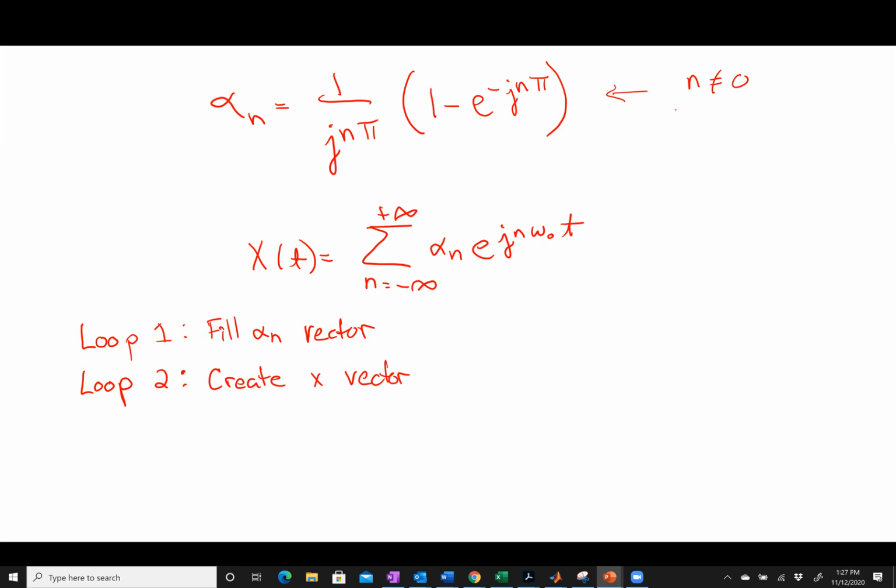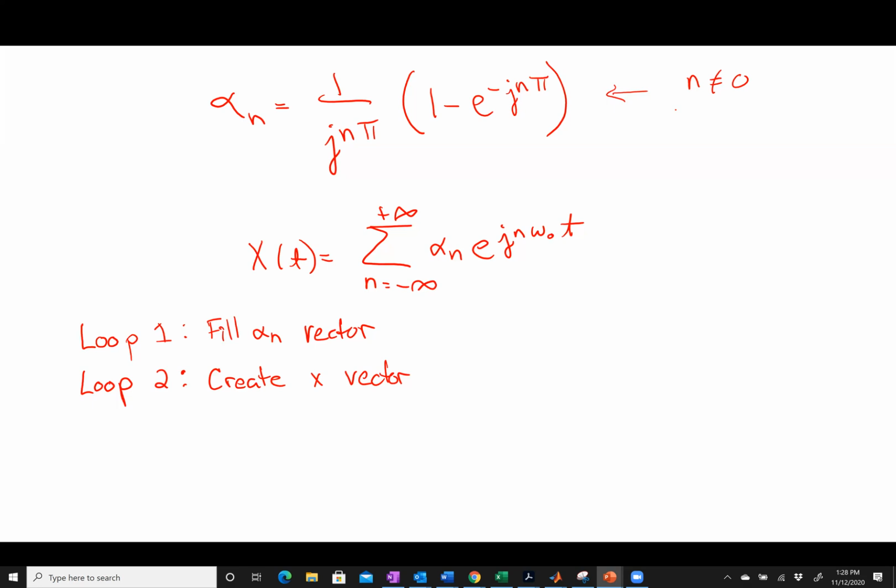Now, what that tells me is how many different n values should I consider? By definition, how many should I be considering? Minus infinity to plus infinity. So how many values is that? Too many. A lot. It's a lot of values, right?